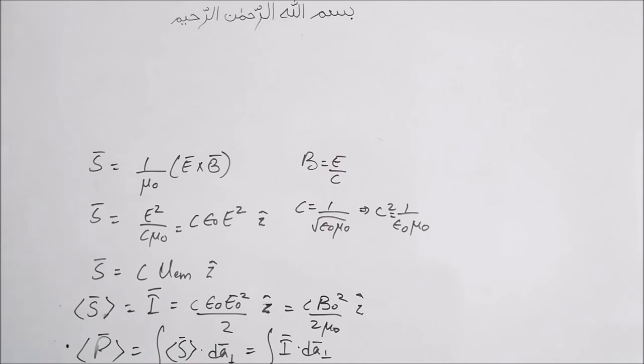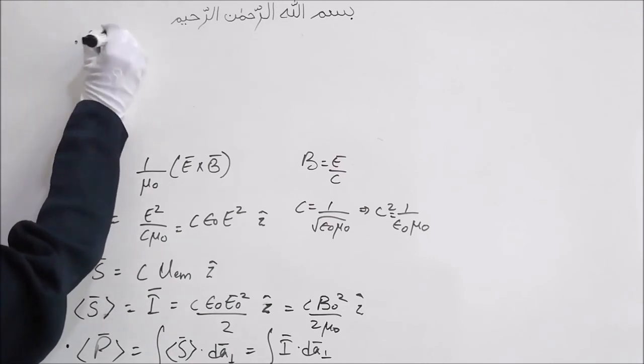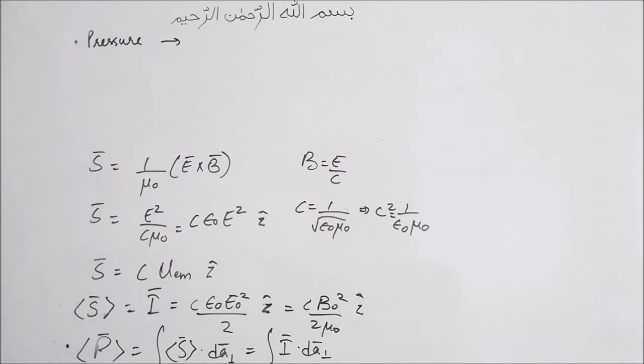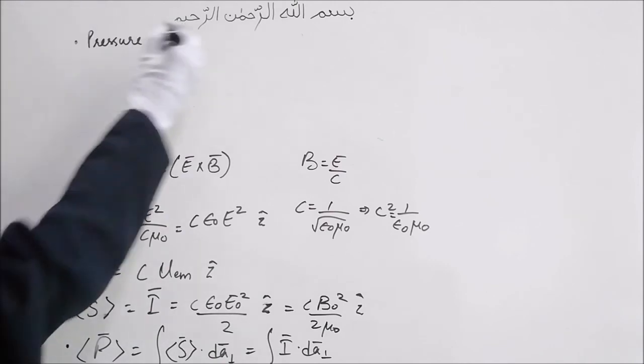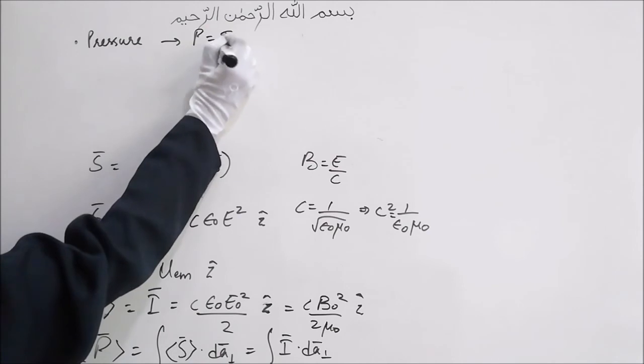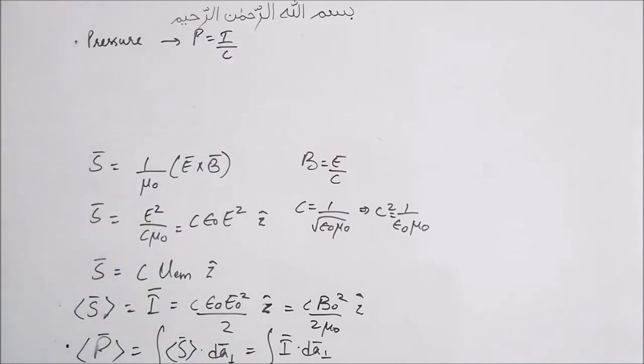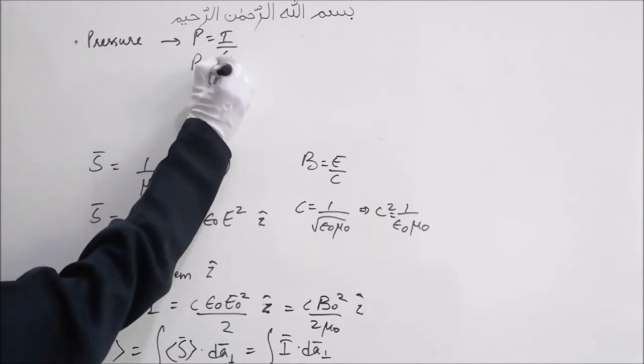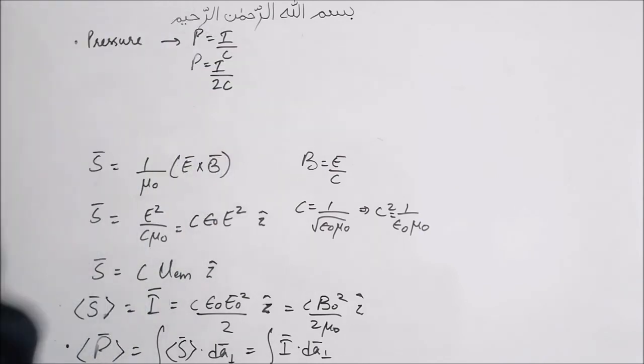Now we have the radiation pressure. There are two formulas. If the surface is perfectly absorbing, then the pressure will be equal to intensity divided by the speed of light. And if the surface is perfectly reflecting, then the pressure will be intensity divided by 2 into the speed of light.